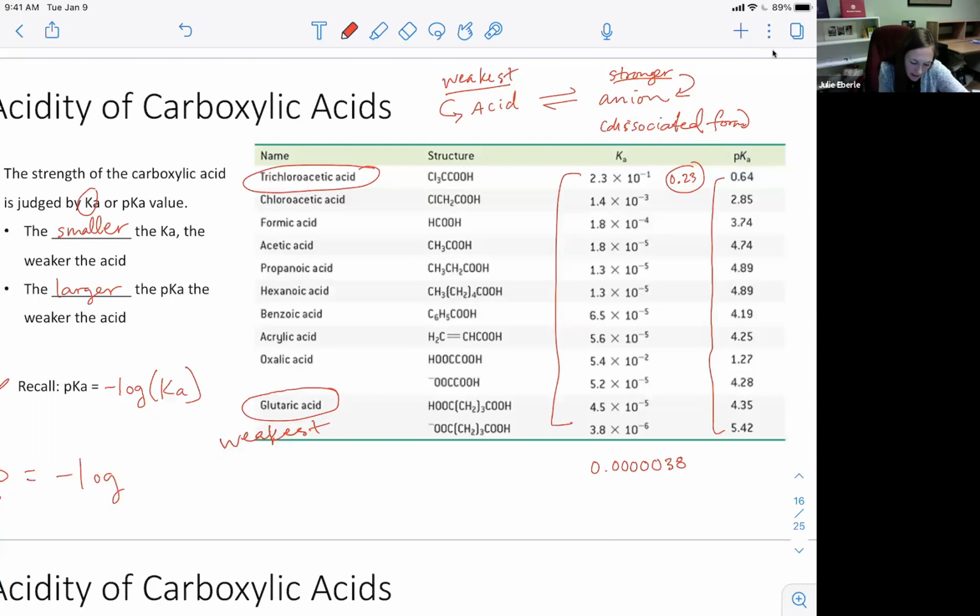So if I said hexanoic acid, oxalic acid, and formic acid, we'll just say 1, 2, and 3. If I gave them those numbers and I said, which one is the weakest? Which one is the strongest? Could you put those in order for me?